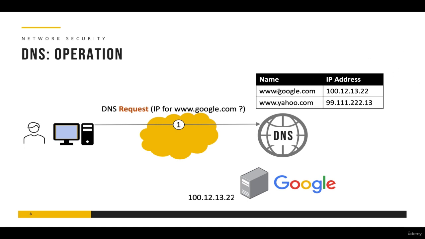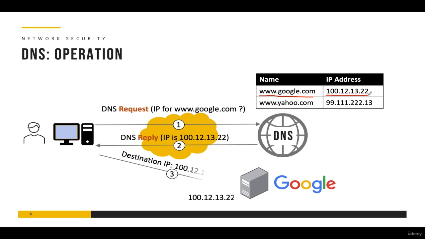Now the DNS servers have tables in which they have the mapping between the human readable name and the corresponding IP address. So what the DNS server does is that it sends you back the IP address of the domain in the DNS reply. And once you have the IP address, you can start communicating with the domain by putting it as the destination IP address. So this is how the DNS operates.